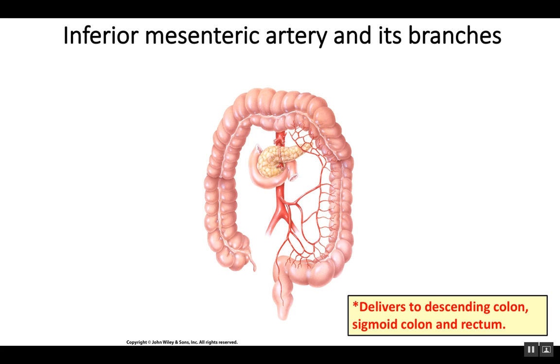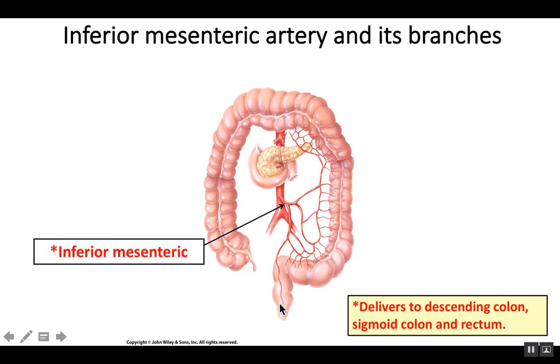Here would be the inferior mesenteric coming off way down, almost at the end of the aorta, angling to the left, because towards the left is where you would find the last portion of the GI tract, the descending colon, the sigmoid colon, and then the rectum. So that inferior mesenteric then has to branch to be able to cover all these regions.